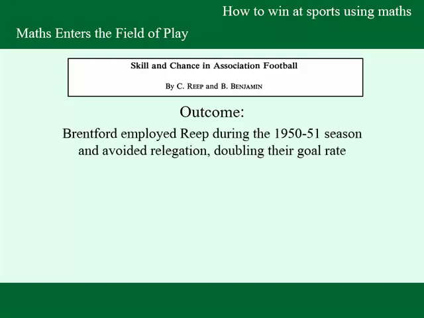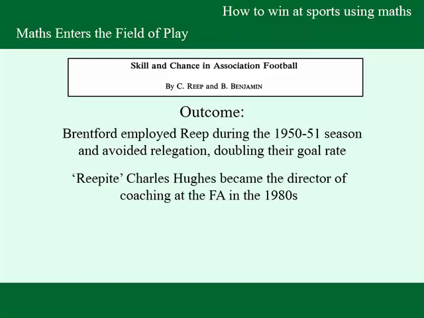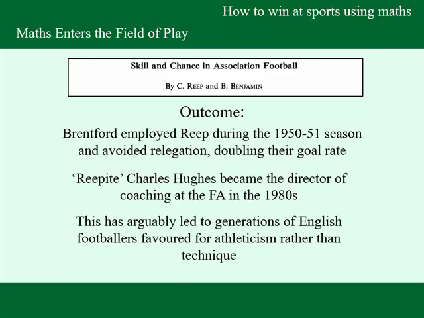The outcome of this, actually it started quite well. Brentford employed Reap in this season. They actually improved. As soon as they hired him, they basically doubled their scoring rate. But in the long term, a Reapite, someone who follows Charles Reap's teachings, a guy called Charles Hughes became the director of coaching at the FA in the 1980s. He was also great friends with Graham Taylor, who later went on to manage England during one of their less successful phases. And largely this led to generations of English footballers really being favoured for athleticism rather than technique.